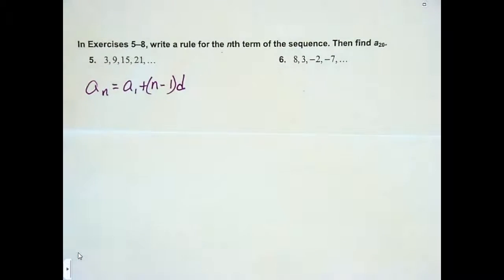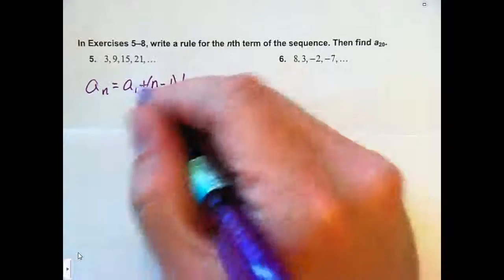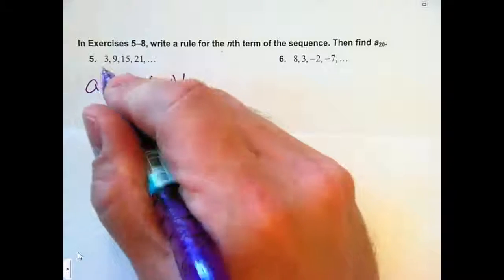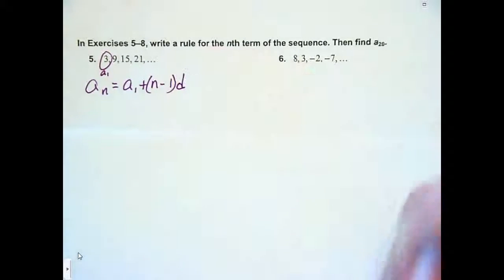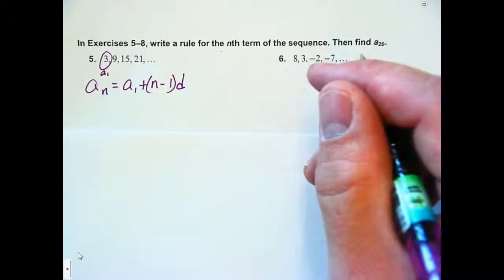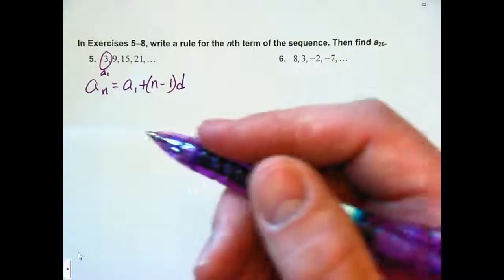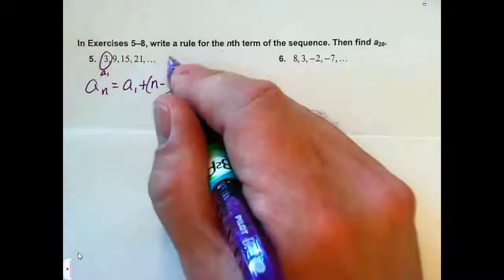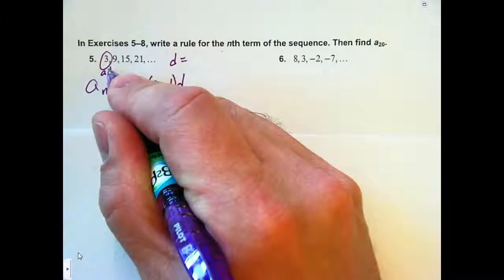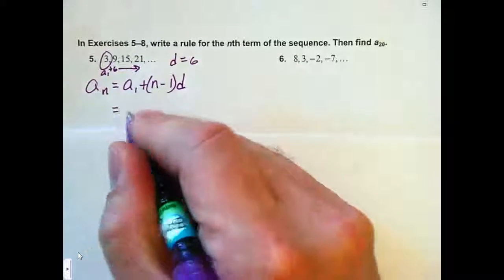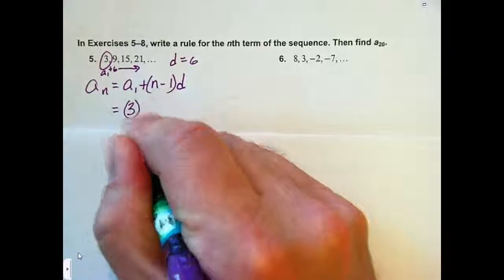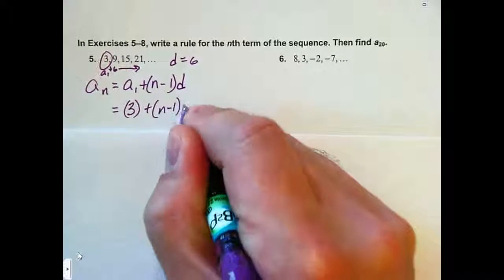In order to write the rule, you need to know a couple of things, depending upon what they give you. In this case, they give you a sub 1. And what's the other thing they give you? Yeah, they give you d, or you could at least calculate d. What is d? 6. You're adding 6 every time. So as you plug those pieces in, a sub 1 is 3 plus n minus 1 times 6.